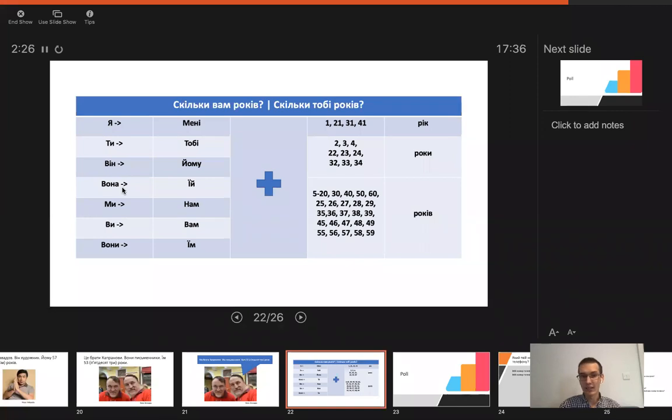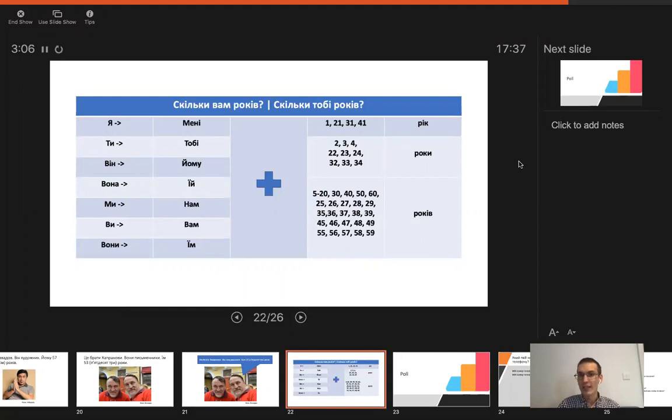Її звати Світлана. Їй 21 рік. Супер. Це він. Його звати Юрій. Йому рівно 100 років. So, йому рівно 100 років means he is precisely 100 years old. And 100 would be one of those numbers if it has zeros in it: 30, 40, 50, 60, 70, 80, 90, 100, 110, 120, 130, 140, etc.